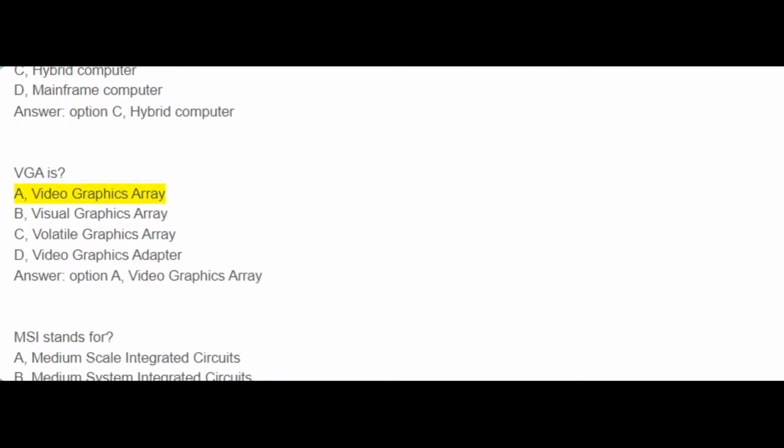VGA is A. Video graphics array. B. Visual graphics array. C. Volatile graphics array. D. Video graphics adapter. Answer. Option A. Video graphics array.